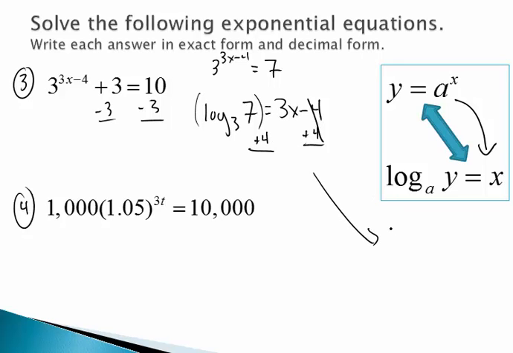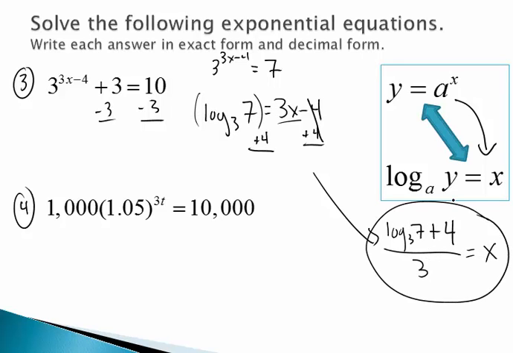So let's come down here. That's the log base 3 of 7, and then I'm adding 4, and then finally I'll divide by 3. All right, that funny answer is my answer. That's how I'm going to write my exact answer. Now, if I want that as a decimal, I'd have to use the change of base, get the decimal, and then add 4 divided by 3. So I'll leave that as exact.